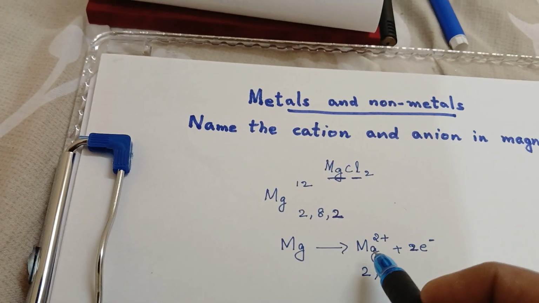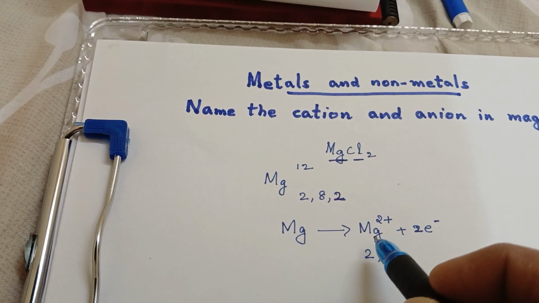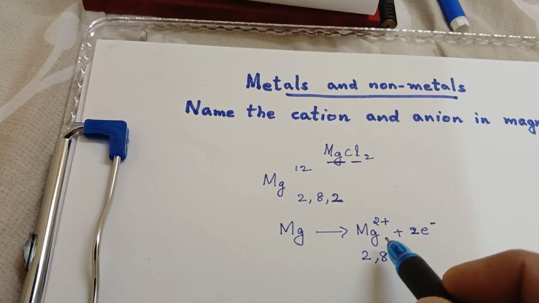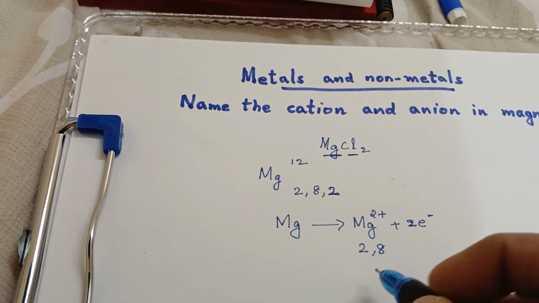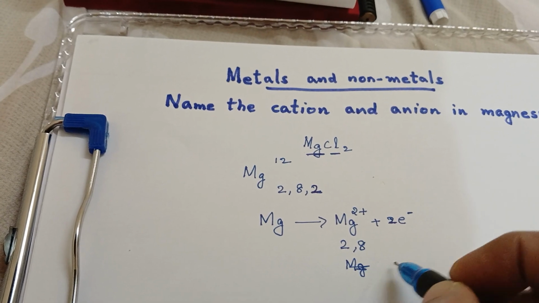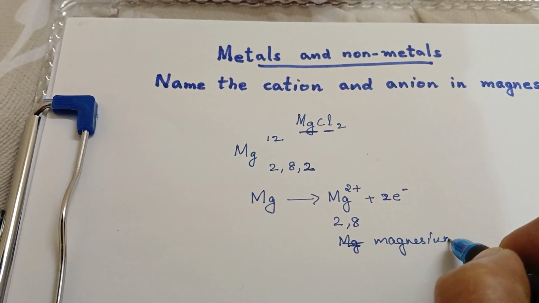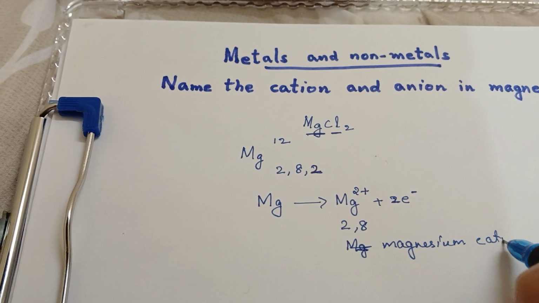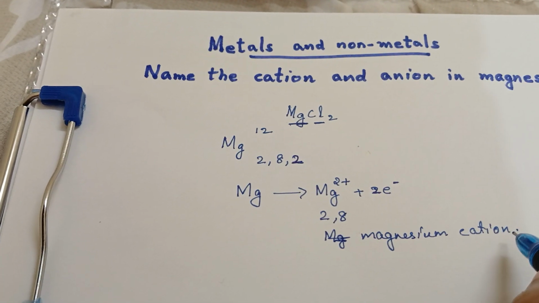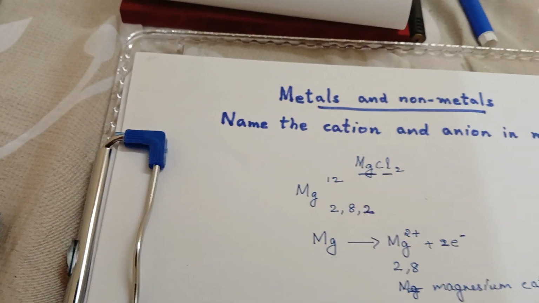Now this part, that is Mg2+, or this charged ion of magnesium, is called magnesium cation. That is, the positively charged ion of magnesium is called the magnesium cation.